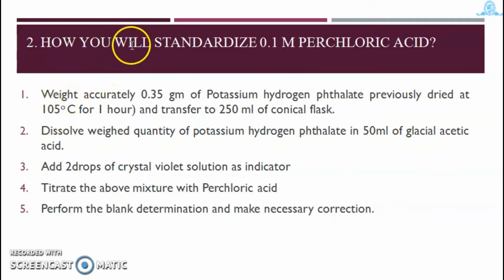Second question is how you will standardize 0.1 molar perchloric acid. The procedure is weigh accurately 0.35 gram of potassium hydrogen phthalate, which is previously dried at 105 degrees Celsius for 1 hour. Transfer this into the 250 ml conical flask. Then dissolve this 0.35 gram potassium hydrogen phthalate in 50 ml of glacial acetic acid. Then add 2 drops of crystal violet solution as an indicator and titrate this mixture with the perchloric acid. And then perform the blank determination.